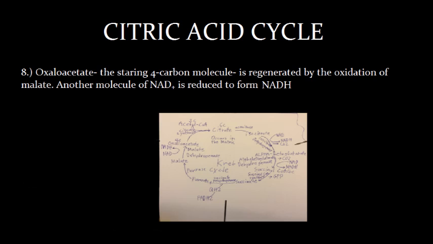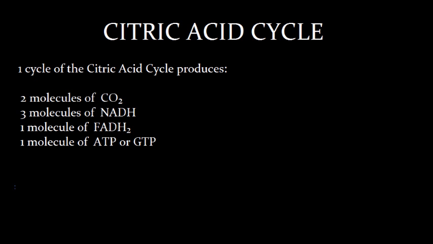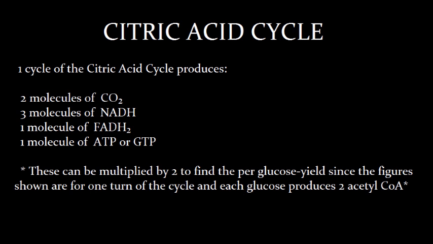And finally, step 8. Oxaloacetate, the starting 4-carbon molecule, is regenerated by the oxidation of malate. Another molecule of NAD+ is reduced to NADH. A single cycle nets out 2 molecules of carbon dioxide, 3 molecules of NADH, 1 molecule of FADH2, and 1 molecule of ATP or GTP. These numbers can be multiplied by 2 to find the per glucose yield, since these figures are for one turn and each glucose produces 2 acetyl-CoA.